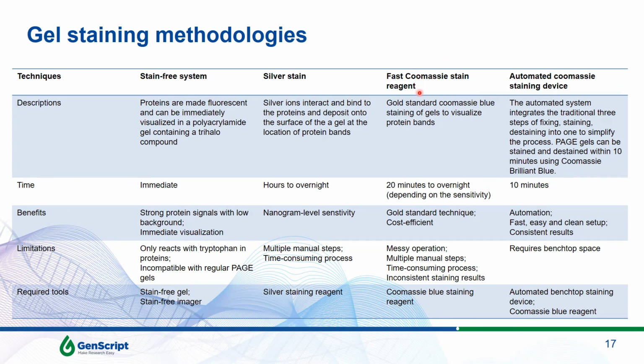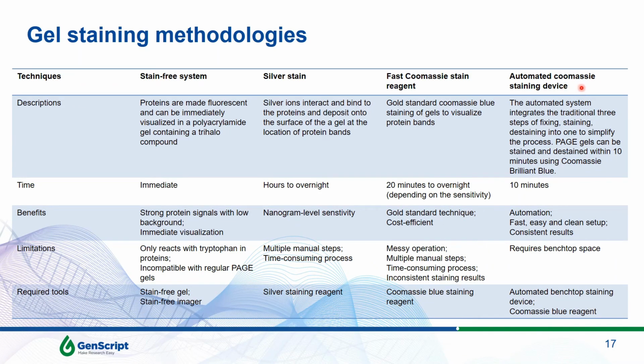The third method, which I think is also the most common method, is the fast Coomassie staining reagent. It's the gold standard Coomassie blue staining of gels to visualize protein bands, which takes about 20 minutes to overnight depending on the sensitivity. It is a gold standard technique and very cost efficient, but messy, time consuming, and gives inconsistent results sometimes. The consumable needed is only the Coomassie blue staining reagent.